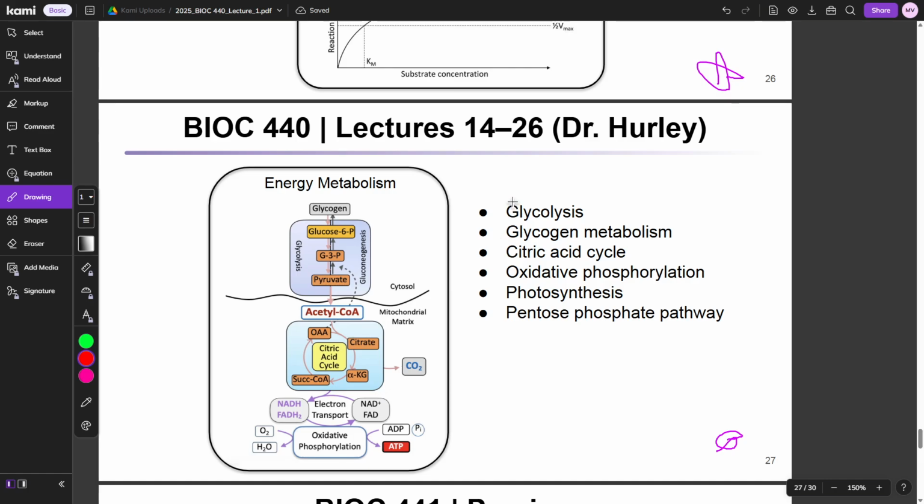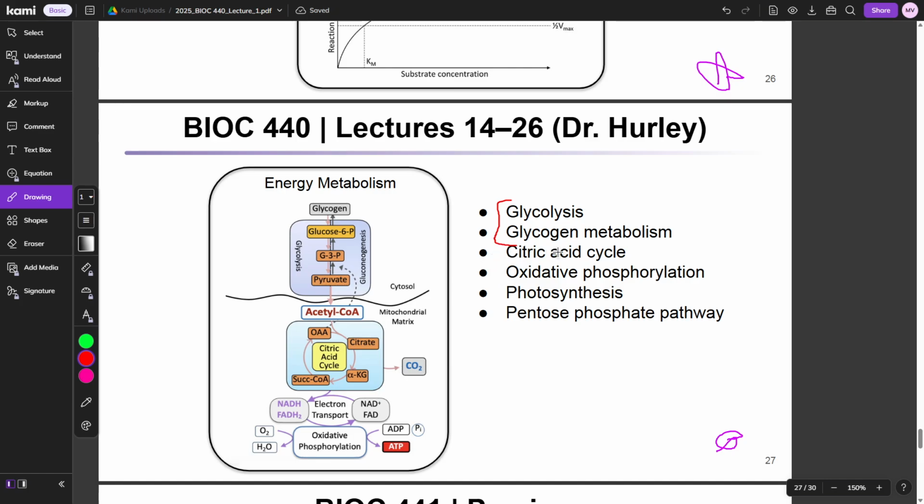The pathways, you just have to memorize them. There's no ins and outs. Get your Anki out. Memorize the pathways. The pathways have to be memorized. You'll realize that some things are very connected. So like glycolysis and glycogen metabolism are actually quite connected.